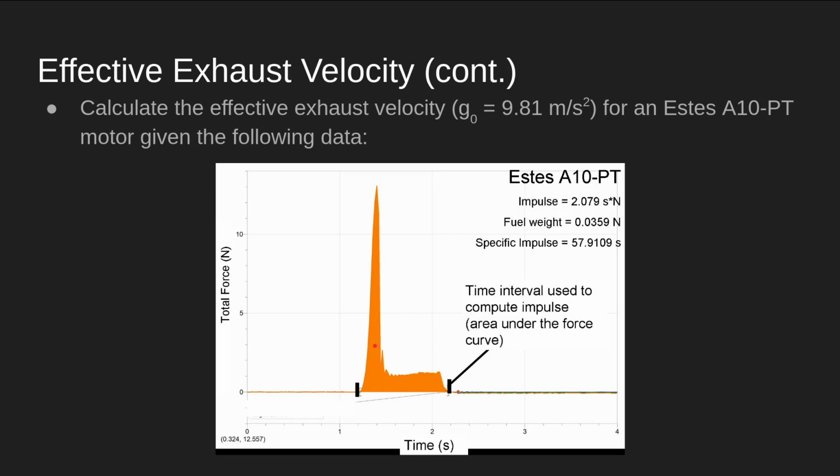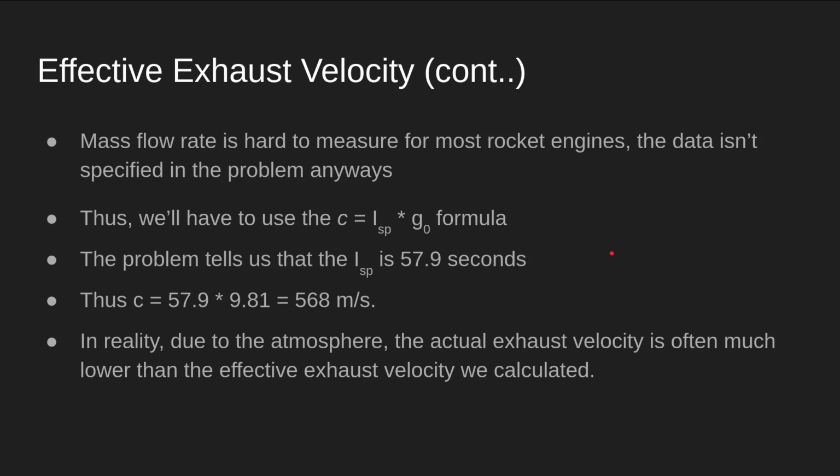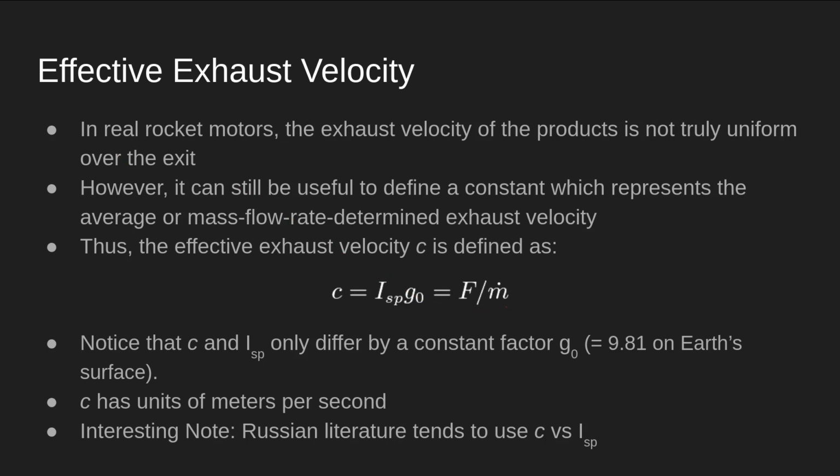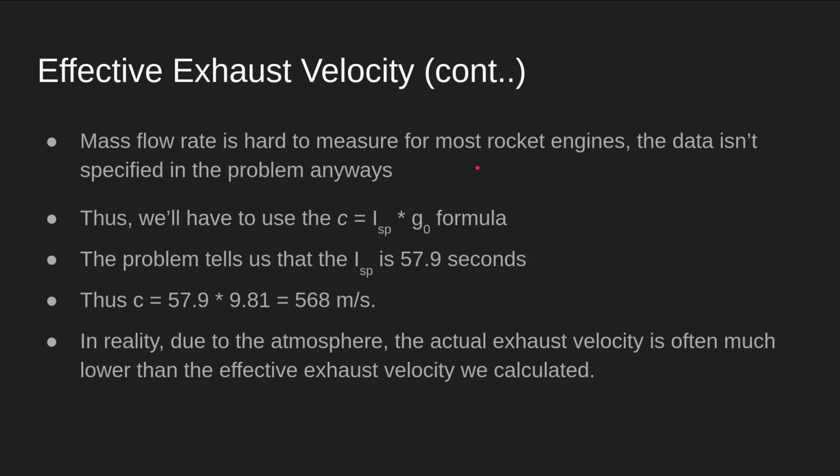So we'll do a quick example problem here. Here's the same motor from earlier, and we want to calculate this effective exhaust velocity based on the data provided. We know our specific impulse and fuel weight, but we really only need the specific impulse, so it's a very simple calculation. Remember I gave you a mass flow rate formula, this one here. This isn't used too often because it's very hard to measure for most engines, and we don't have the data anyway, so it doesn't matter. We'll just use the ISP times g naught formula.